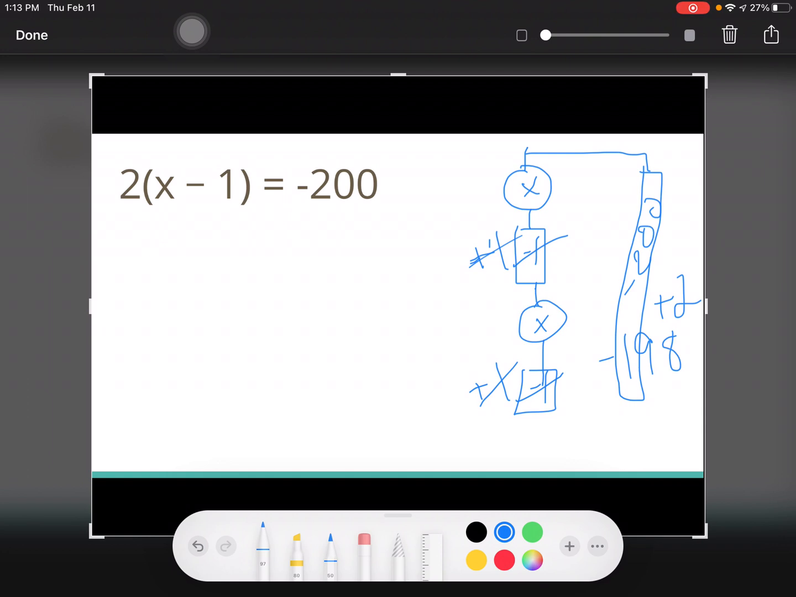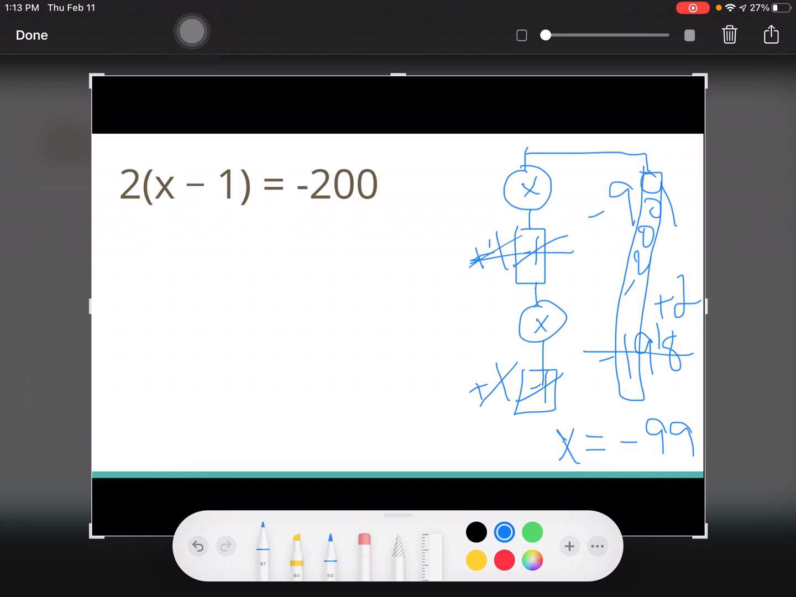So if I divide this by 2 and divide this by 2, negative 198 divided by 2 is going to give me negative, see, 2 goes into 19 9 times, negative 99. So I got a solution of x equals negative 99.